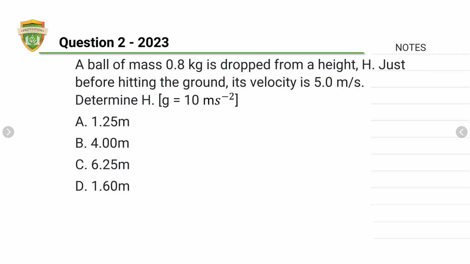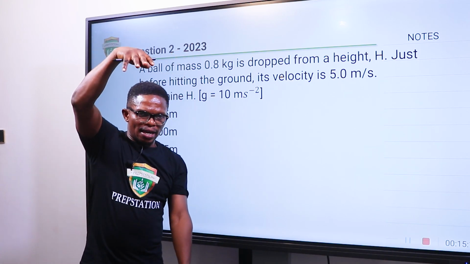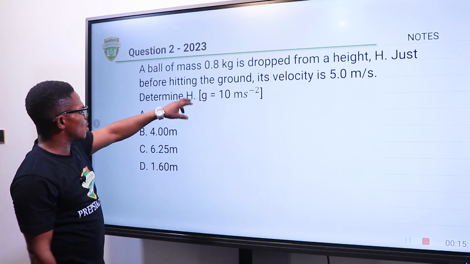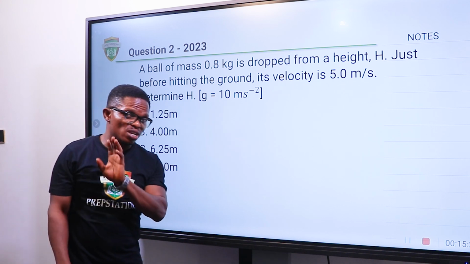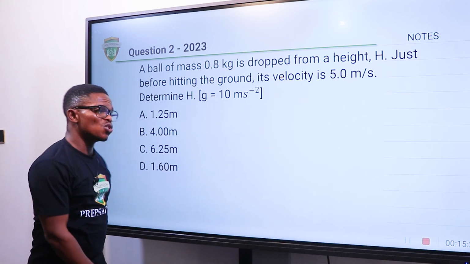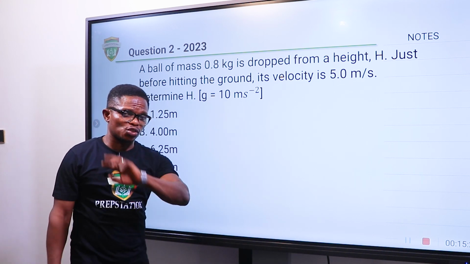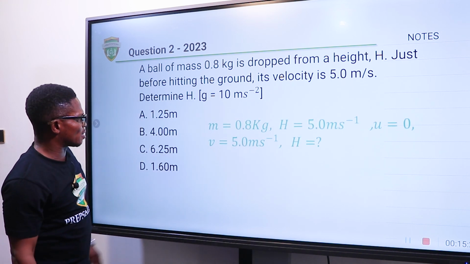A ball of mass 0.8 kilogram is dropped from a height h. Just before hitting the ground, its velocity is 5.0 meters per second. Determine h. So a ball was dropped, as against gravity, okay? So we are looking for the height from which the ball was dropped. Remember, I gave you 4 equations of motion, and I told you anything related to motion, just go back to that formula. So let's see.